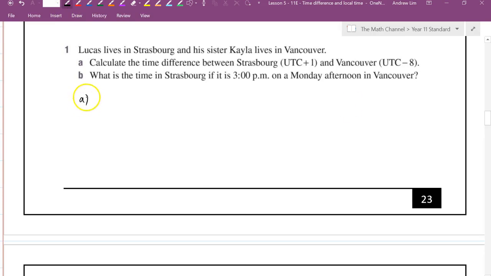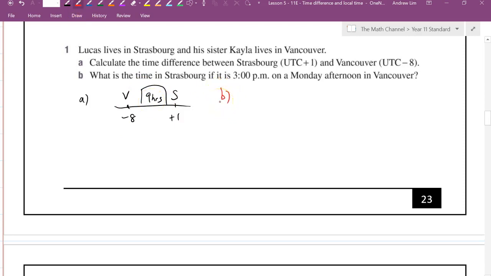Alright, question A. We've got minus 8 lies to the left of plus 1. Plus 1 is Strasbourg, minus 8 is Vancouver. 1 minus minus 8 is 9 hours. So that's the answer. 9 hours is the time difference.